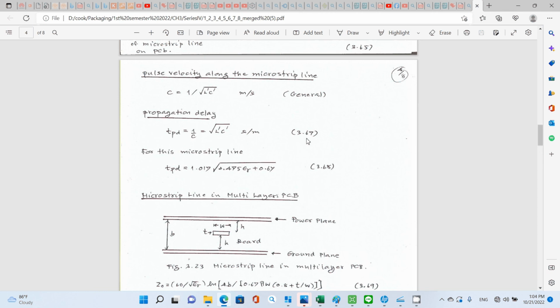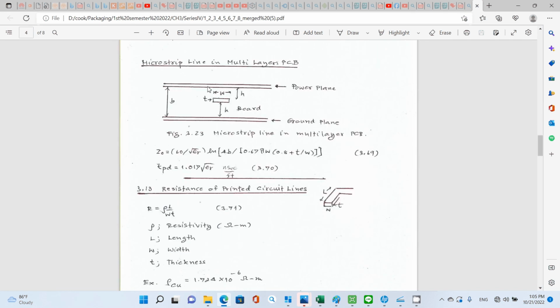according to equation 3.67. So depending on what kind of transmission line you have, you just pick up the equation to find your characteristic impedance. And for this microstrip line, you can also calculate directly from relative permittivity according to equation 3.68.